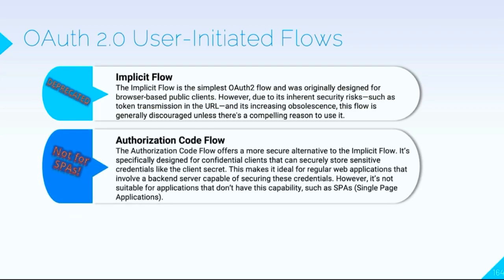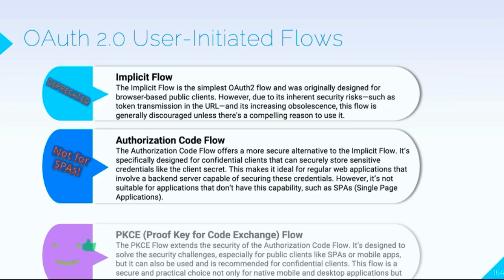Authorization code flow. The authorization code flow offers a more secure alternative to the implicit flow. It's specifically designed for confidential clients that can securely store sensitive credentials like the client secret. This makes it ideal for regular web applications that involve a backend server capable of securing these credentials. However, it's not suitable for applications that don't have this capability, such as single-page applications.